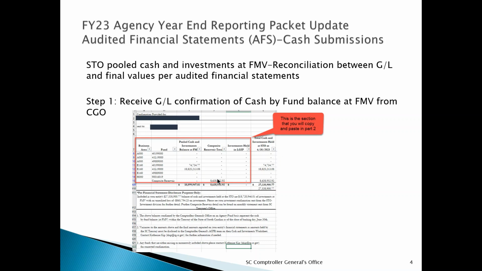If you want to see a further breakout of this composite reservoir balance, typically Katrina Baker within the treasurer's office sends out a statement that's more detailed behind this, and you can compare that to that. So this is the confirmation that your entity will receive from us, and you should receive it by the second week in August.